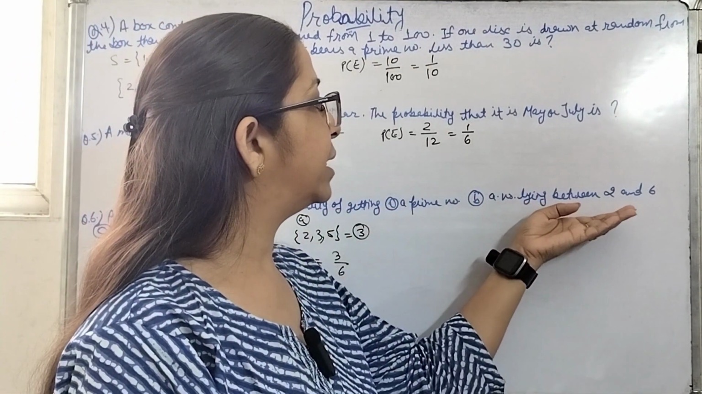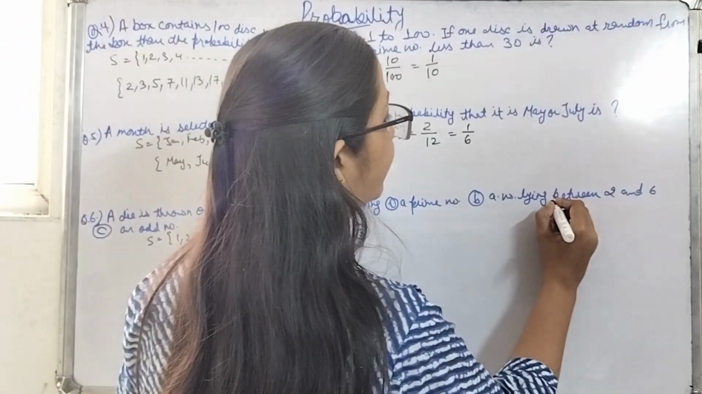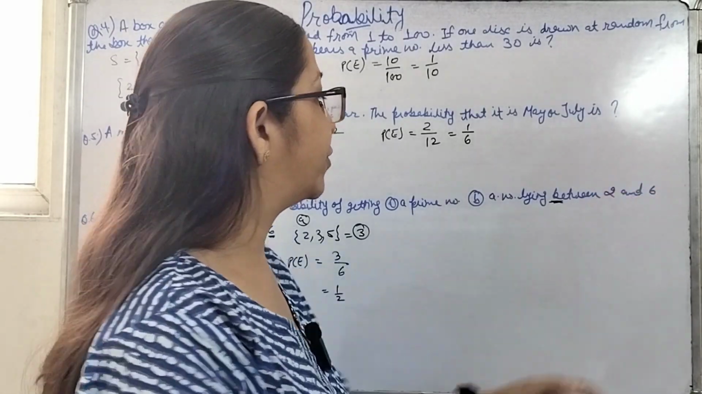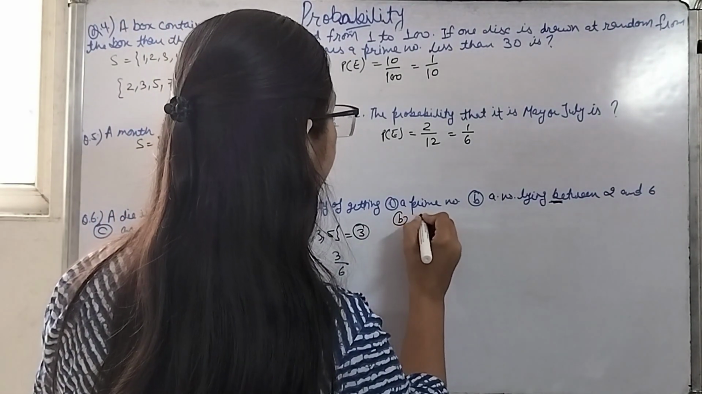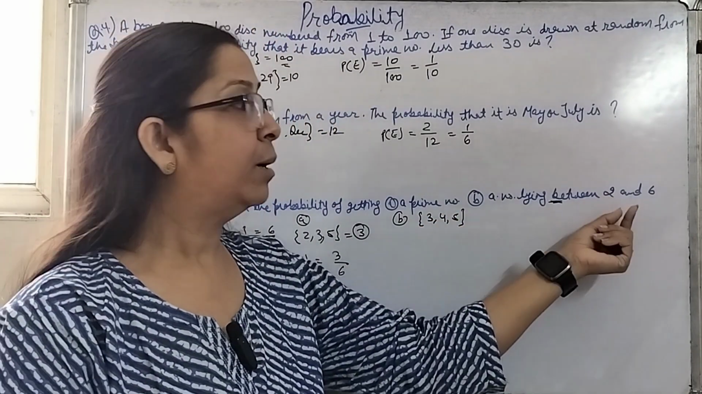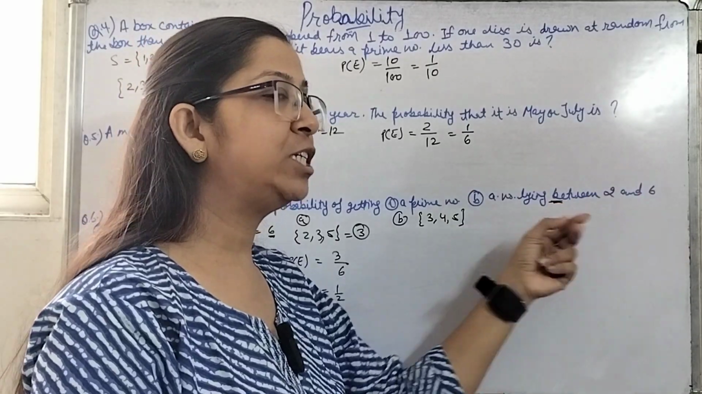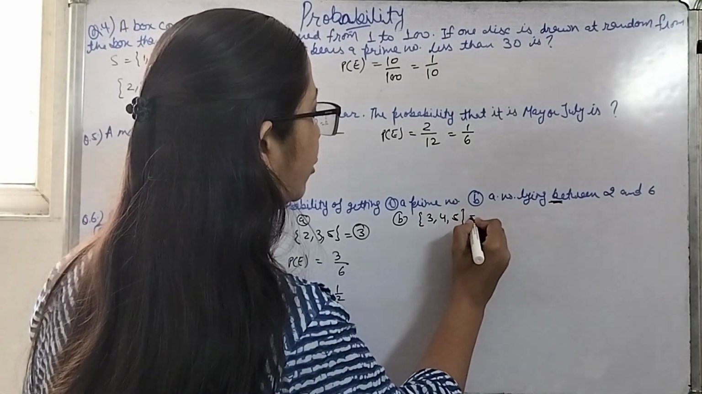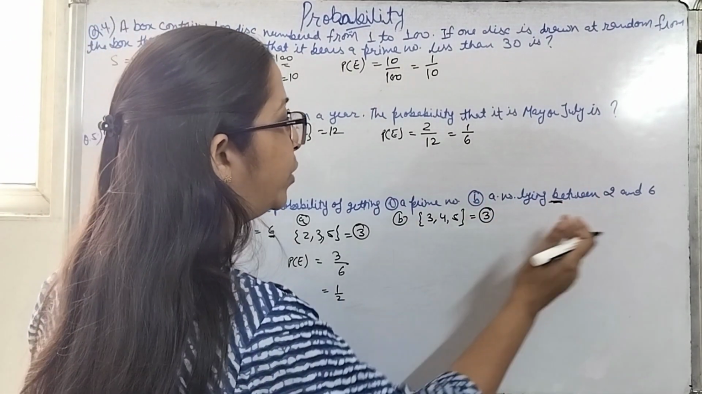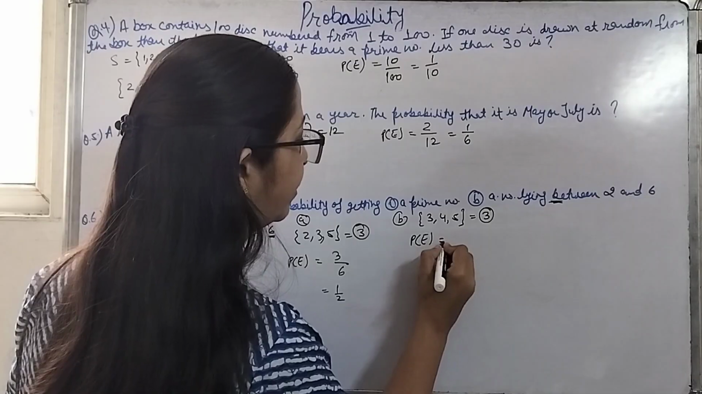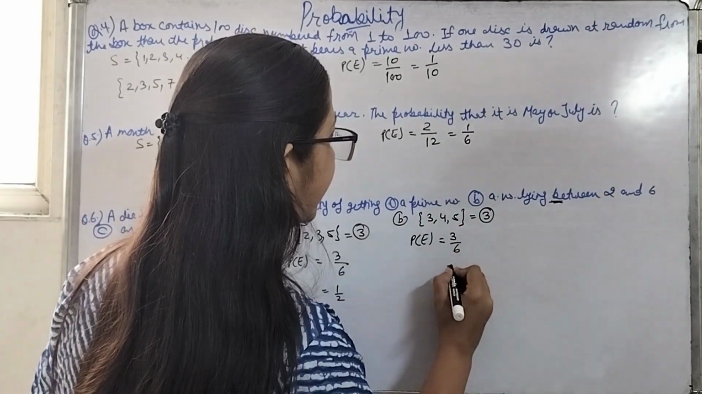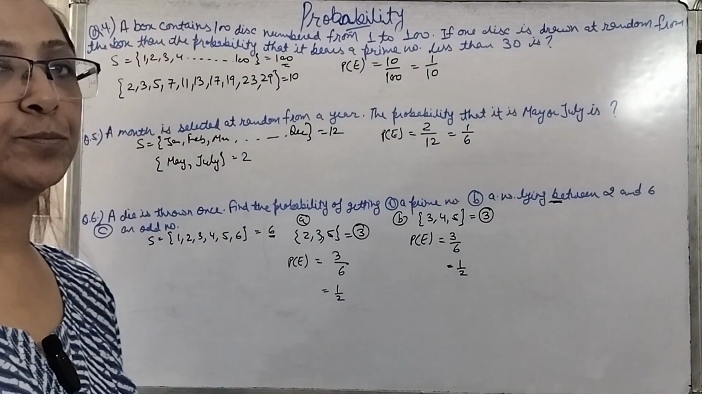The second is a number lying between 2 and 6. It is lying between, which means we won't be considering 2 and we won't be considering 6. The favorable outcomes are 3, 4 or 5, because these are the numbers lying between 2 and 6. So the total favorable outcomes is 3. The probability of getting a number between 2 and 6 will be the total favorable outcomes, 3, over the total possible outcomes, 6. That means the probability will be 1 upon 2.